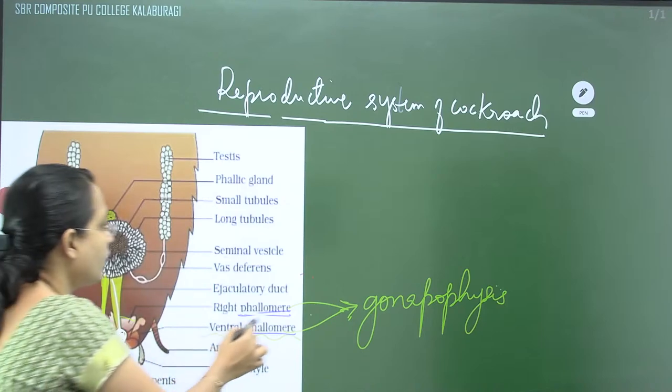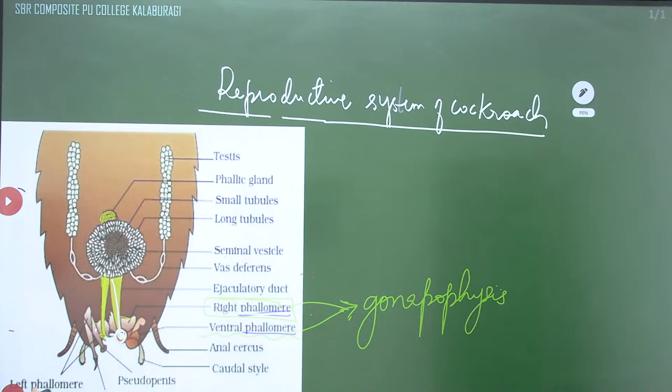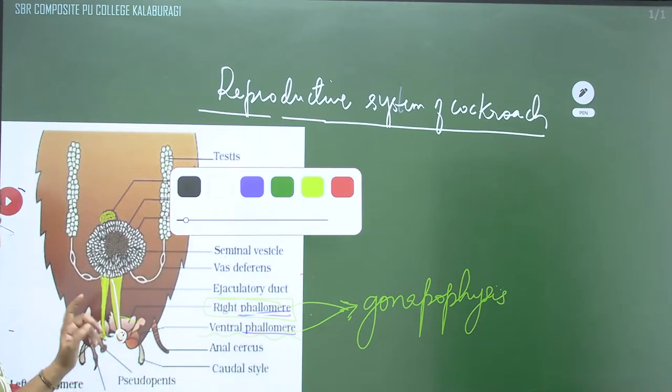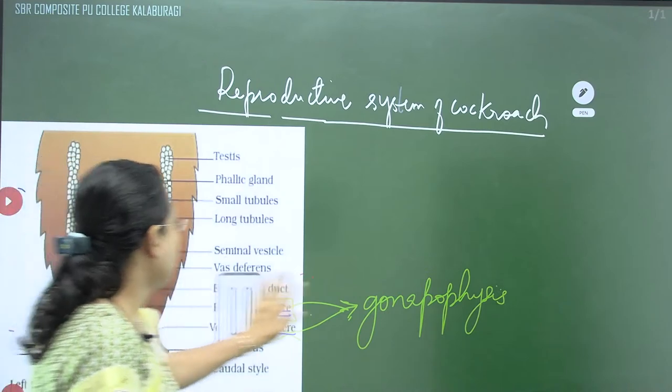However, in the right phallomere, there is no opening. So one opening is the ejaculatory duct opening, or the genital pore. The ejaculatory duct opening itself is called the genital pore in the male. And another is the gland that opens in the left phallomere.